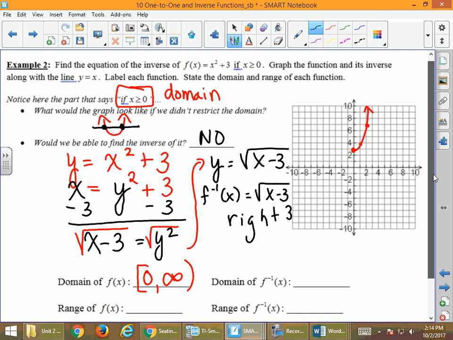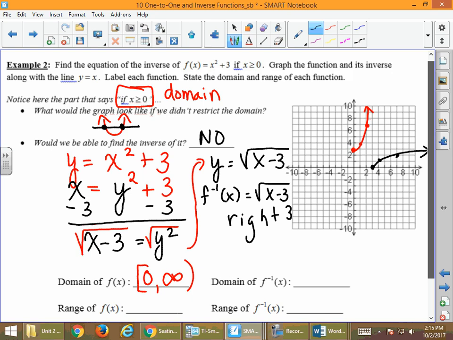Which would make sense, because if we have this point 0, 3 on our graph, then we better have the point 3, 0 on our graph. There's the right 3. And then there was only the one transformation. 7, 2 is also on our graph. And let me say those points again. We have 3, 0, 4, 1, and 7, 2.